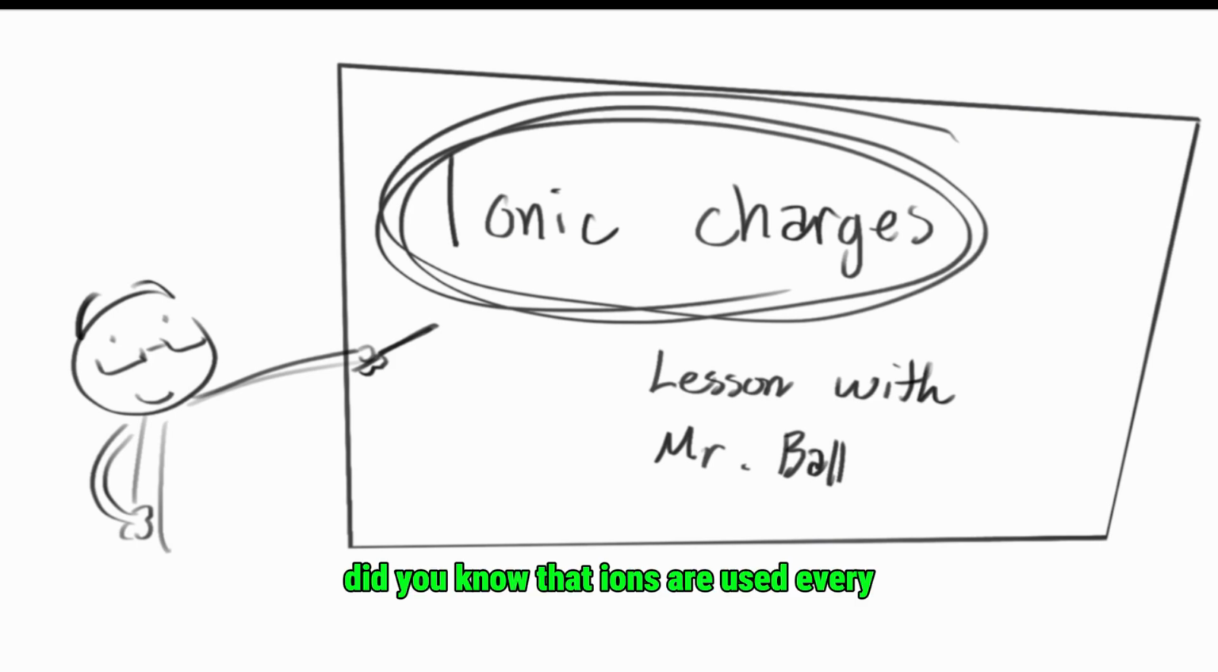And one fun fact before I go. Did you know that ions are used every single day in our electronics? When we charge our phones, the battery contains ions that gain electrons. When your phone begins to die, it loses electrons.